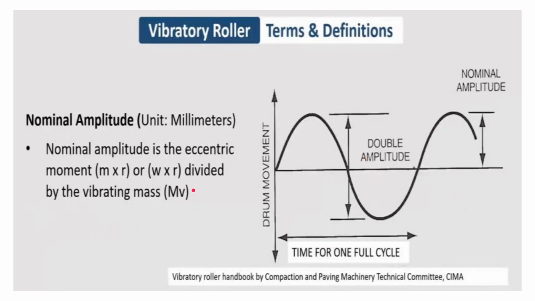Okay, so the nominal amplitude formula calculation is eccentric moment, which is basically the suspended weight into the distance from the center of gravity, divided by the vibrating mass, which is basically the unsuspended, unsprung weight, which is just vibrating.